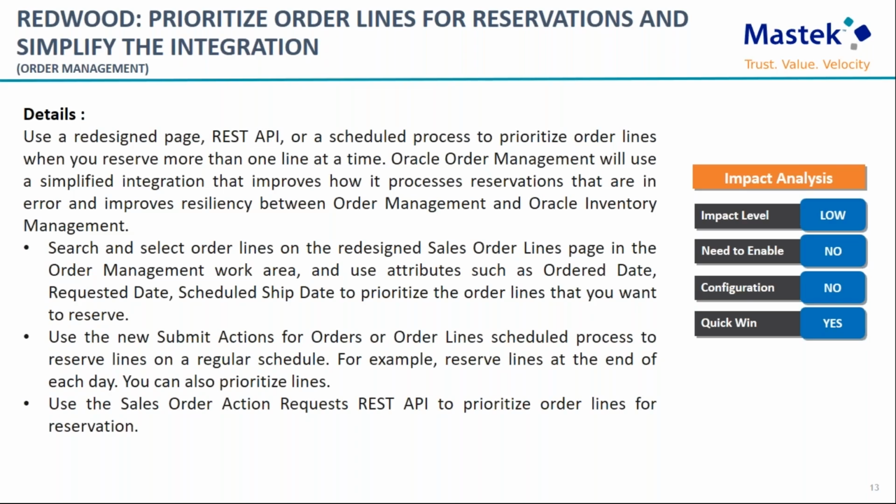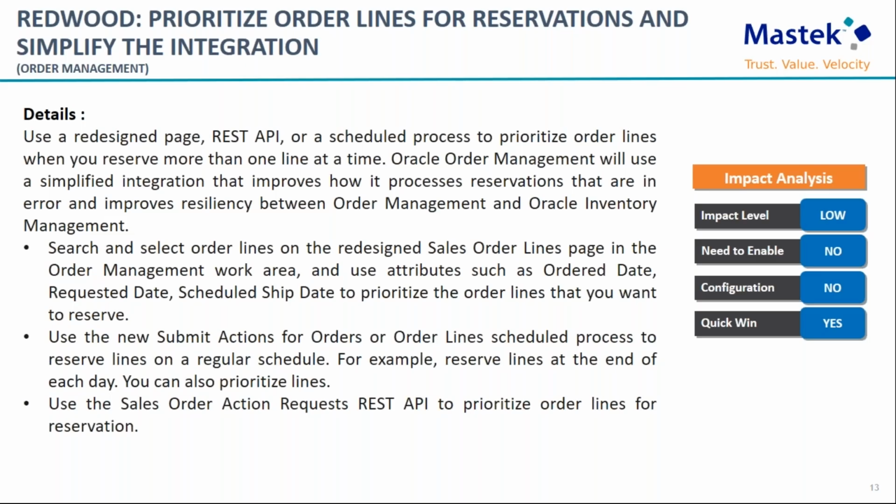The next feature is prioritize order lines for reservations and simplify the integration. This is also a Redwood feature. Using this feature, we can use a redesigned page or a scheduled process to prioritize lines when we reserve more than one line at a time.